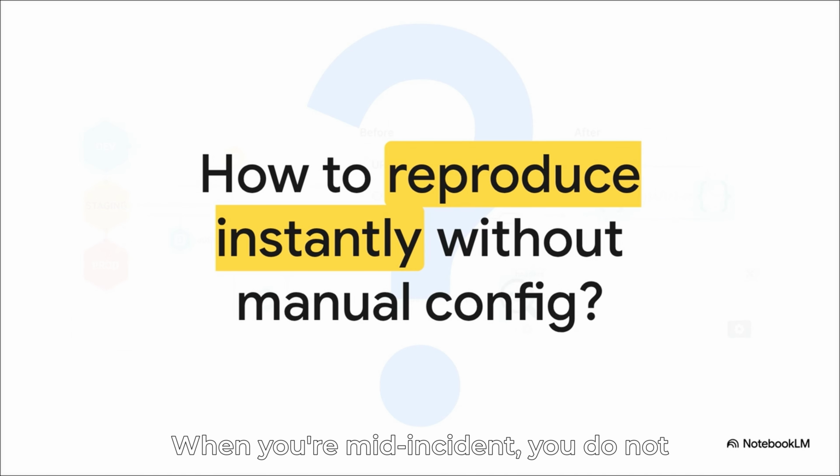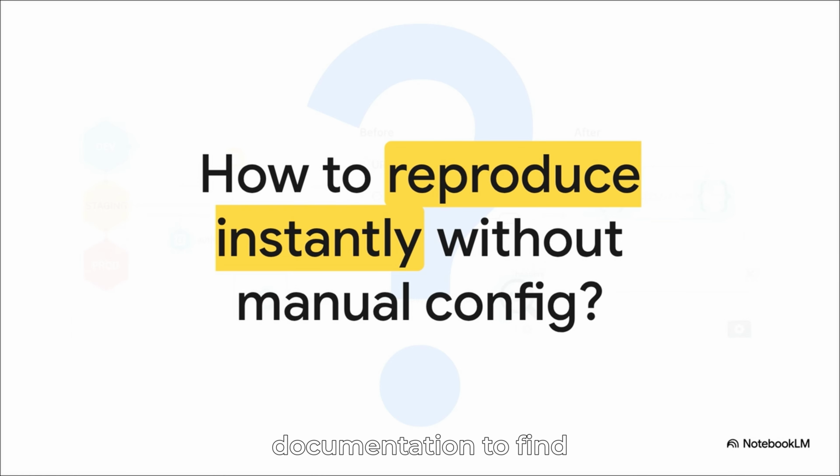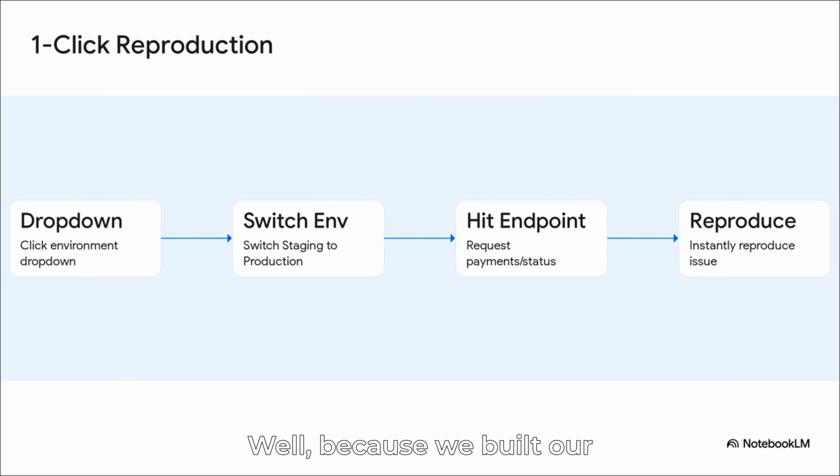When you're mid-incident, you do not have time to dig through documentation to find the production API URL, and you definitely don't have time to manually generate and paste production tokens. So, how do we jump straight to reproducing the error instantly without manually reconfiguring the whole workspace? Well, because we built our foundation properly, it is literally just a one-click drop-down switch.